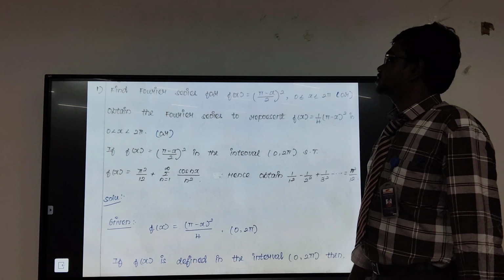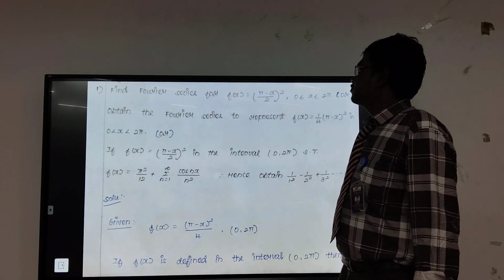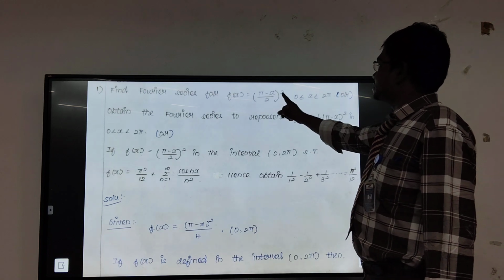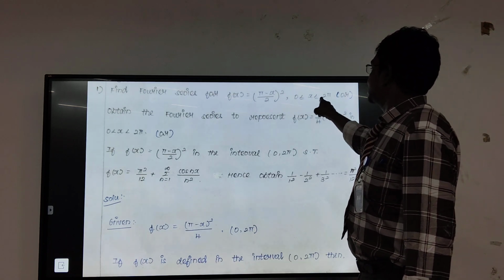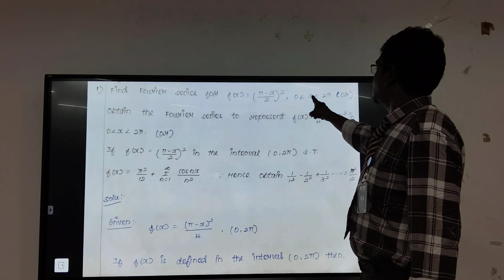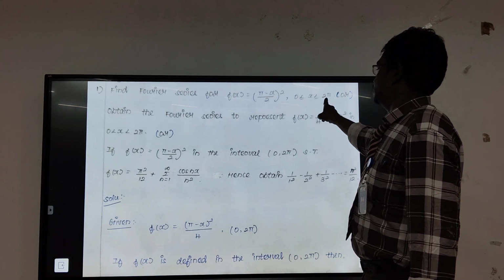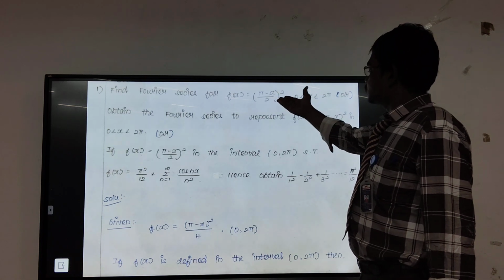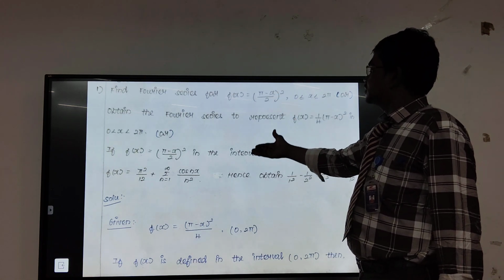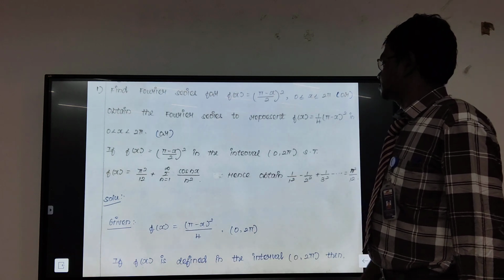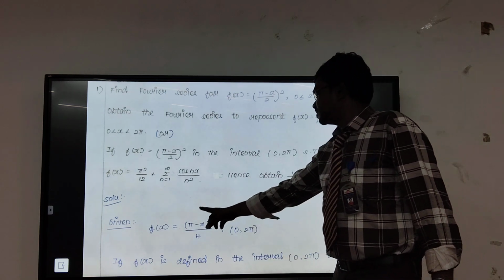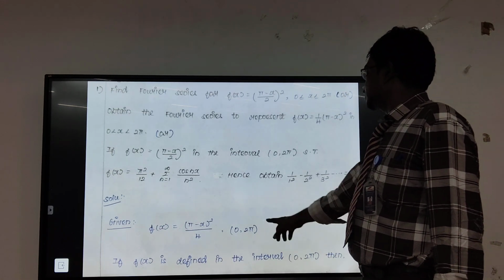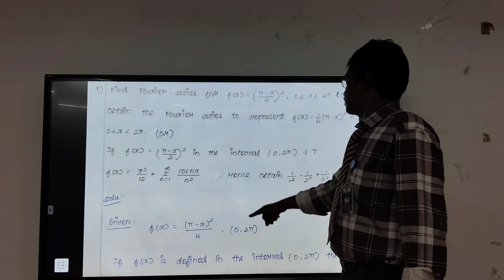Now we solve the sample problem. Find the Fourier series for f of x equals (pi minus x) by 2 whole square, in the interval 0 less than or equal to x less than or equal to 2 pi. So this is the question. The question is always the same as in the examination. Here the function is given as (pi minus x) whole square by 4, and the interval 0 to 2 pi is given.